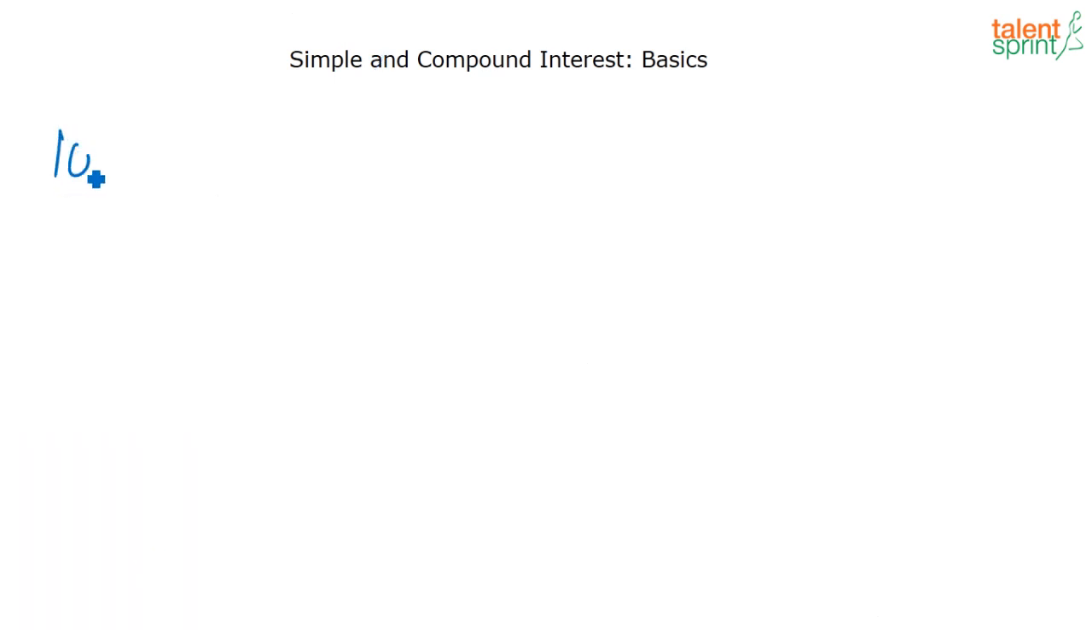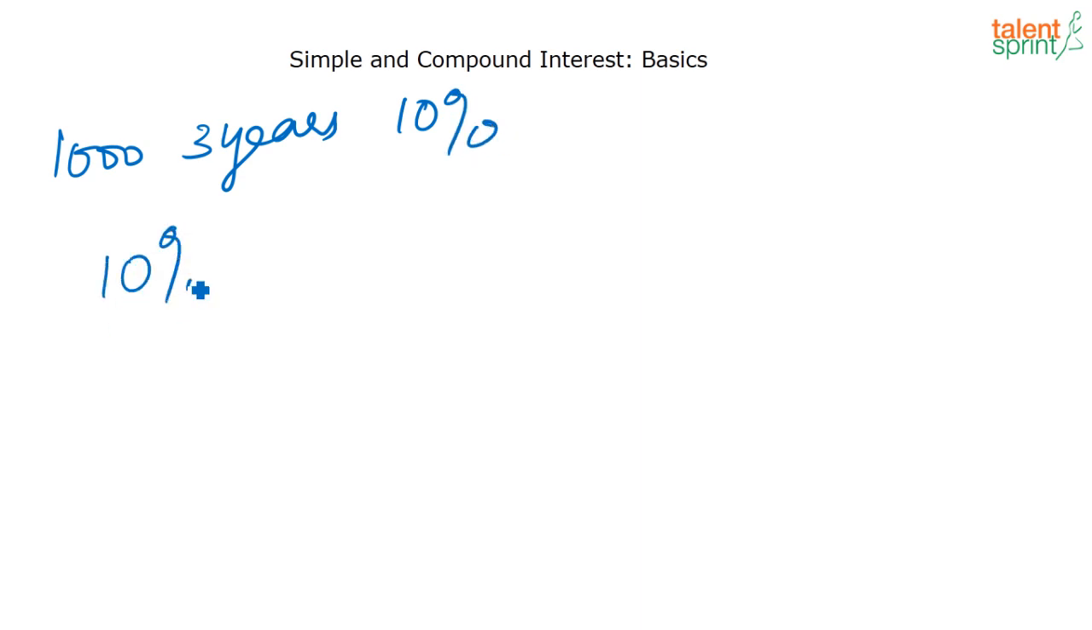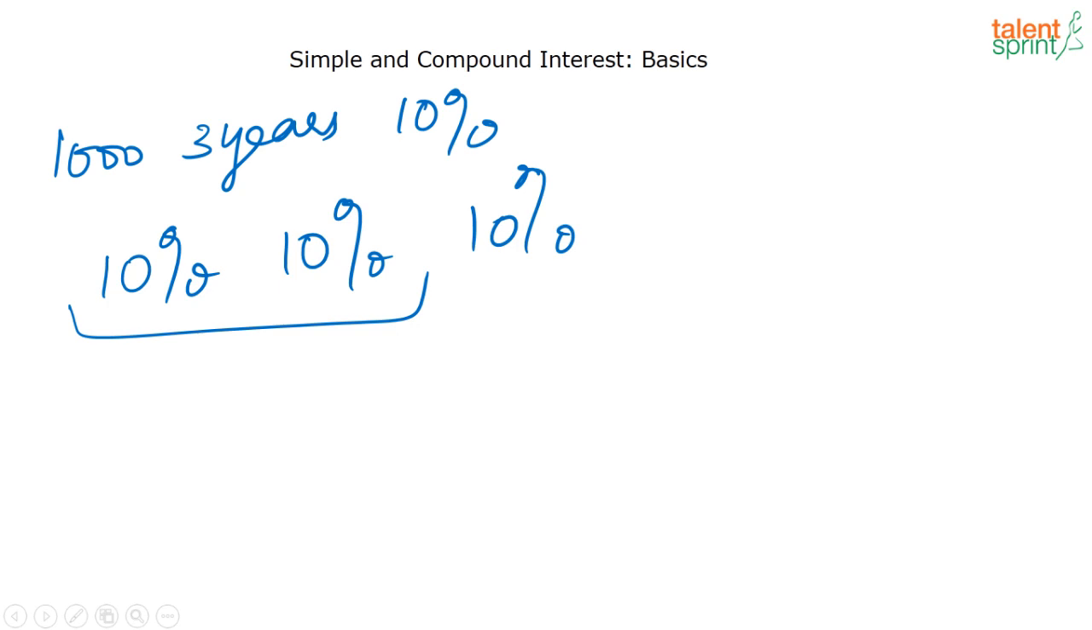See, I am assuming 1000 rupees I am investing for 3 years at a rate of 10%. So how do I calculate the effective percentage? So 3 10% are there, that is for 3 years, correct? So what do we do? Find the effective percentage of these two. We already found it in the previous case, right? The effective percentage you get is 21. Correct? Now take this 21 and 10%.